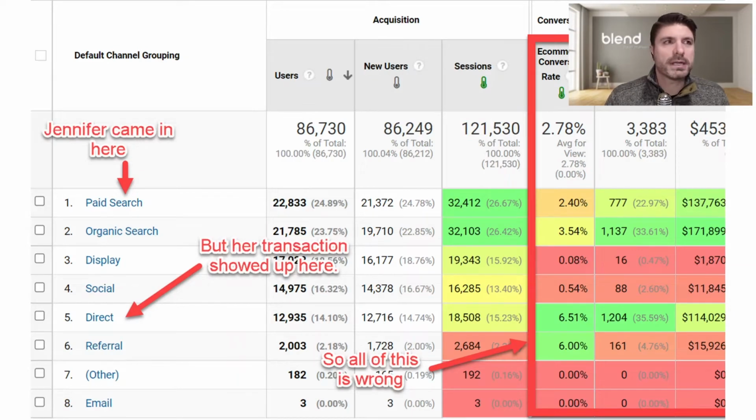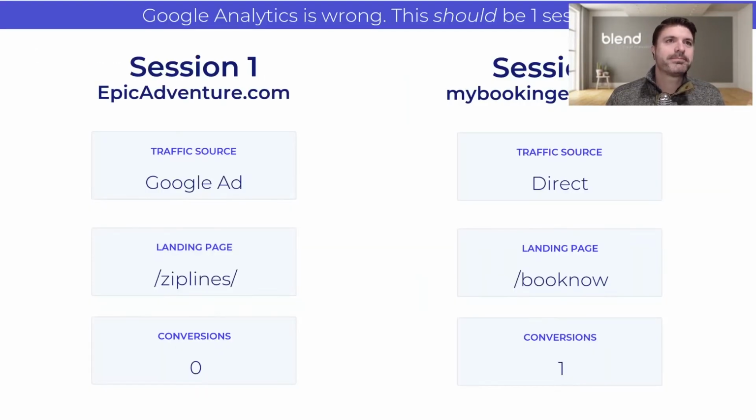So now that we have the foundational aspects of sessions and conversion rate, problem number 1 is Google Analytics losing track of someone, thinking that they actually came in through multiple sessions, and it ruins your conversion rate data. So here, Jennifer landed on the zip lines page from a Google ad. She ended up booking a tour, but the value wasn't assigned to Google Ads or the zipline page. Why? What happened? It's because the booking happened through the booking engine, which is technically a separate website.